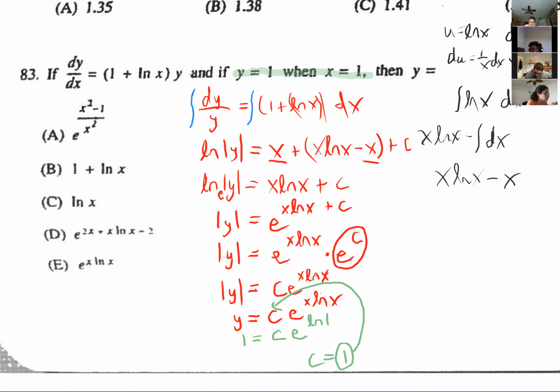So y equals 1 times e to the x ln x. And the problem is saying y equals, so you don't have to include the y equals. It's just e to the x ln x, which is letter E.